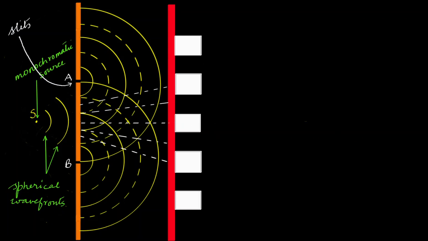These alternate bright and dark points are known as fringes. So this is a bright fringe. Let me write this with white. Bright fringe, and this is a dark fringe. These fringes can be seen on the screen. They are produced on the screen.